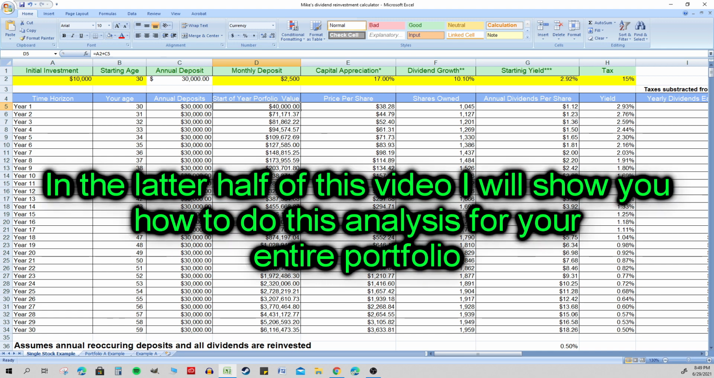And then after that's done, I'll show you how you can apply this same approach, but do it for every investment in your portfolio so that the numbers you get here represent your entire portfolio working as one unit. So we'll cover that here in just a bit.